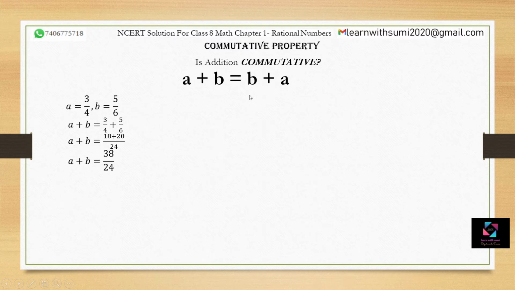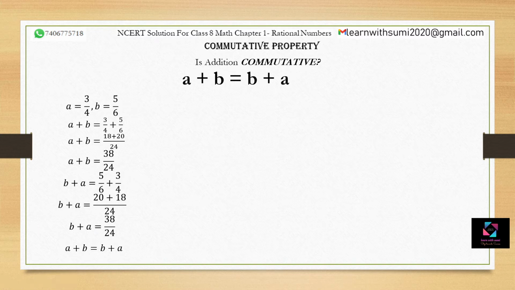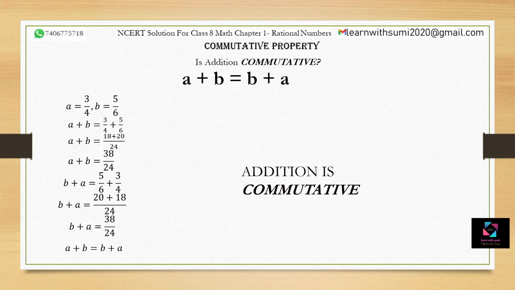Now we will do it for b plus a. If we do it for b plus a, we get 5 by 6 plus 3 by 4, which is equal to 20 plus 18 divided by 24, which is equal to 38 by 24. Hence, the value of a plus b is equal to the value of b plus a. Hence, it satisfies the condition to be the commutative property: a plus b is equal to b plus a. Addition is commutative.